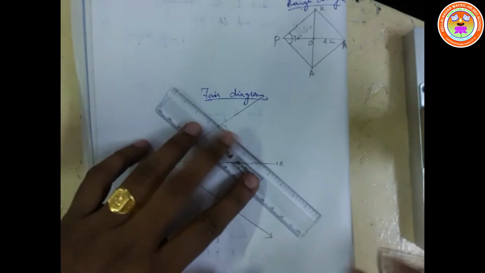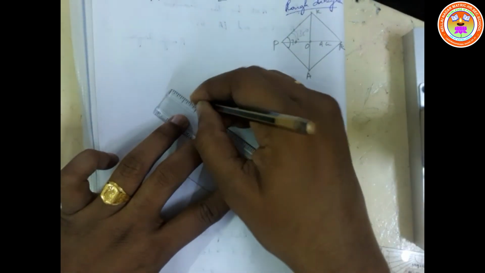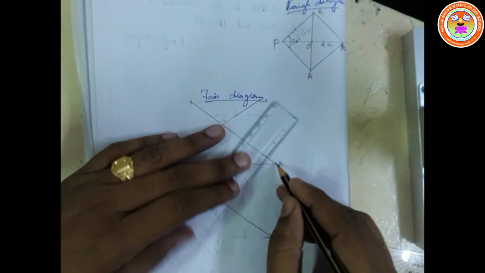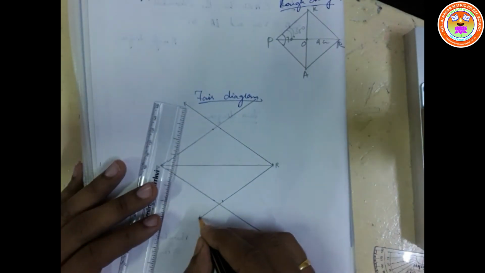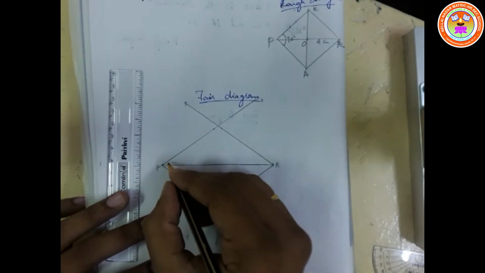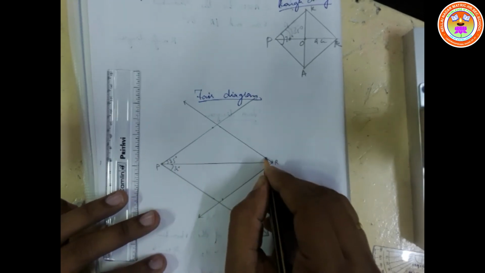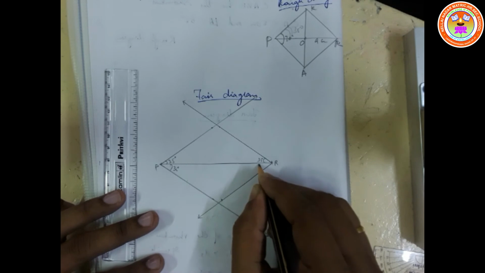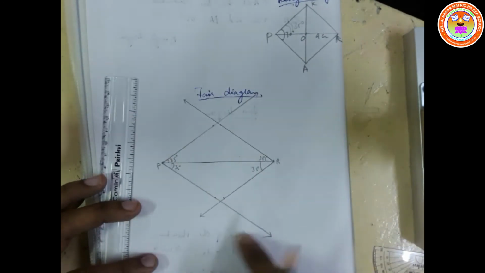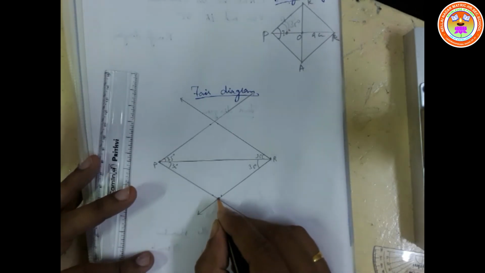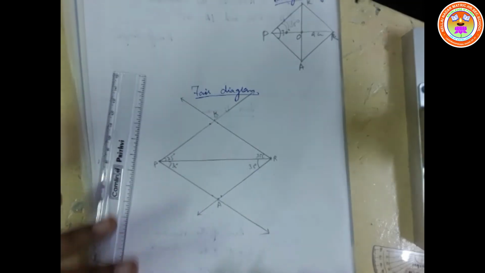Now you have to draw another rays which should pass through this 35, and also here it should pass through the 35 angles. Here it is 35 degree, and here also it is 35 degree. Now if you join these two rays, they will meet at a point. This point is K. Now you have to measure it.